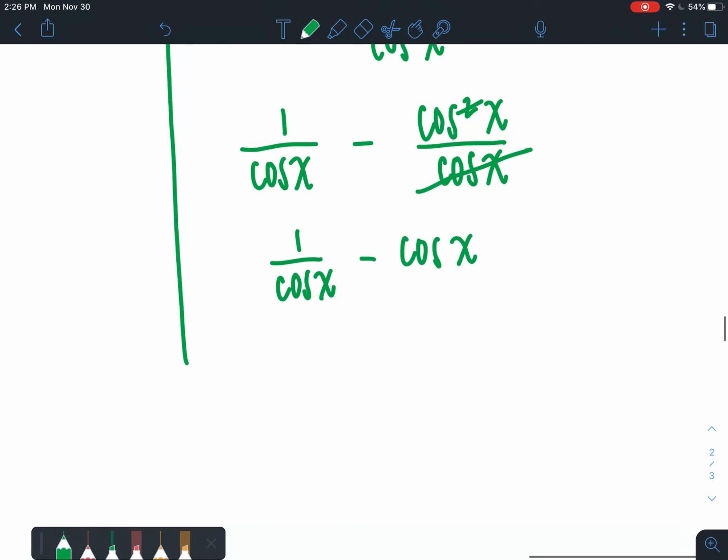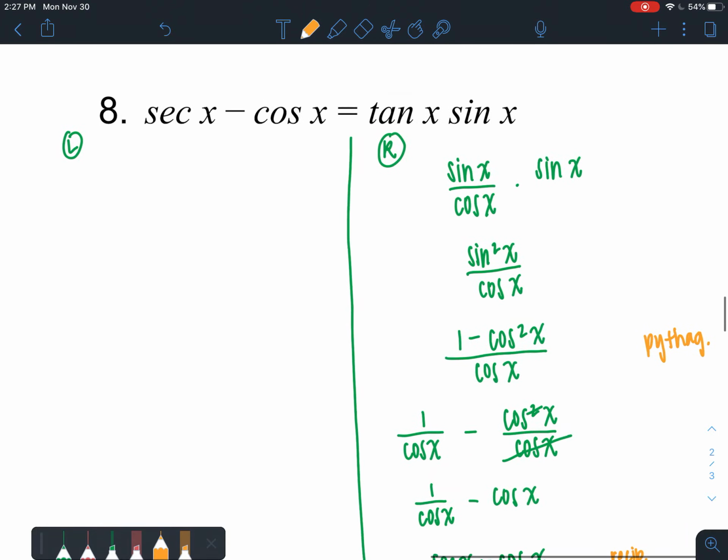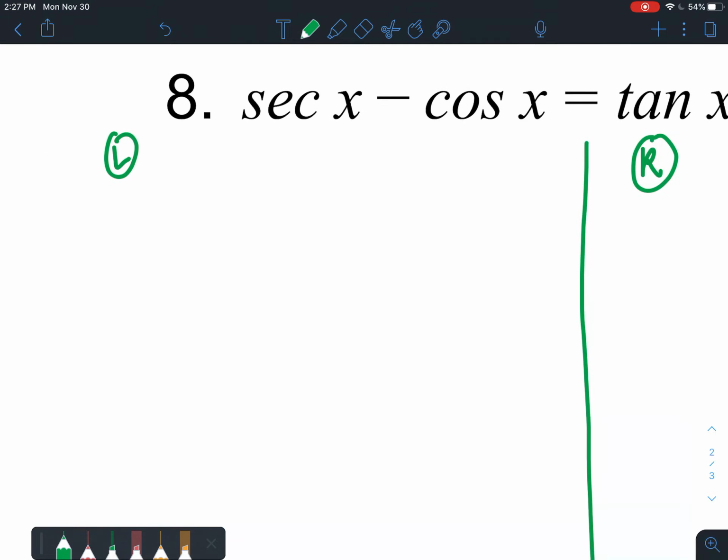And what do you know? 1 over cosine is secant of x. And so we get secant of x minus cosine of x. And in that last step we used a reciprocal identity. All right, let's do the left side now. So secant is, let's put it all in terms of sine and cosine. So 1 over cosine of x minus cosine of x.